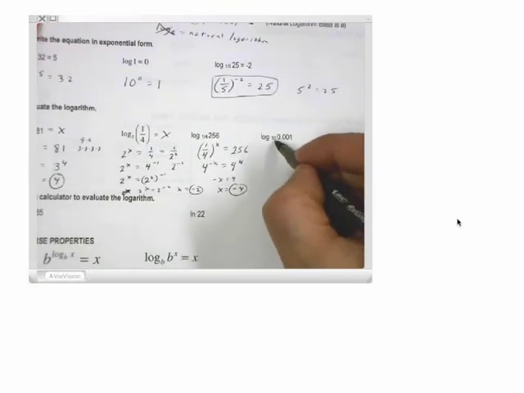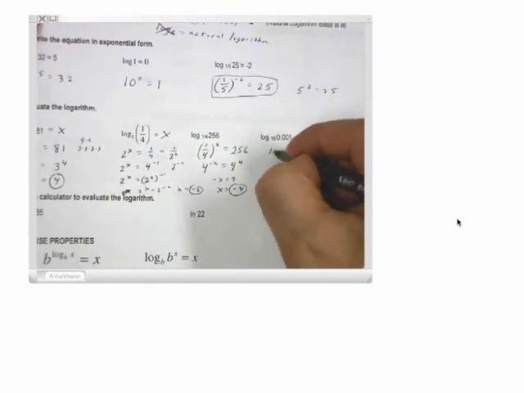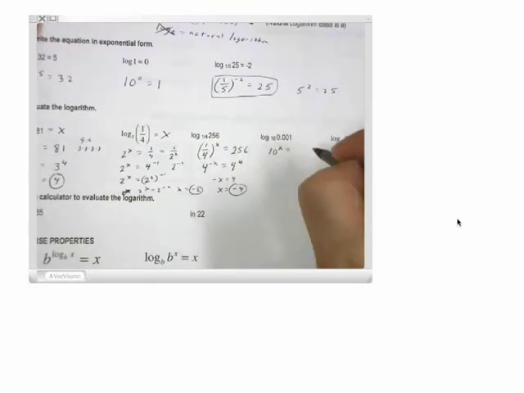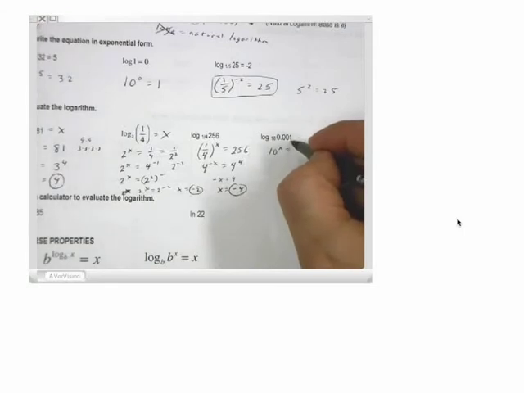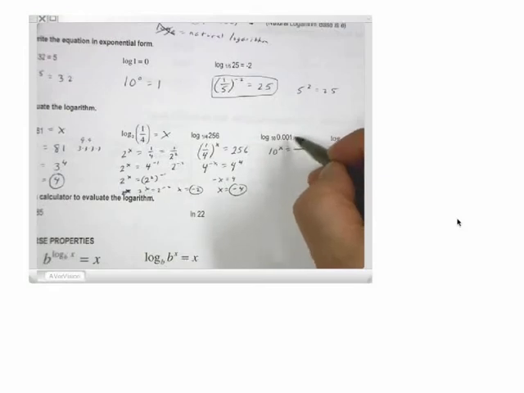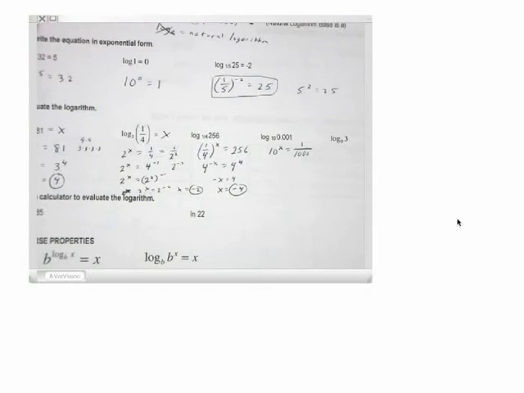Okay, this one, I have 10. I want to figure out what am I going to raise 10 to get 0.001. Now 0.001, I don't like to try to figure out what makes a decimal in this case. Now remember, this is the tenths, the hundredths, and the thousandths place. So if I have 1,000th, that's the same thing as 1 over 1,000. Okay?